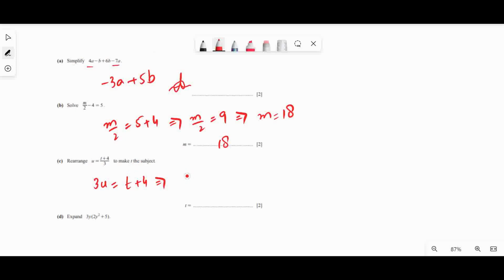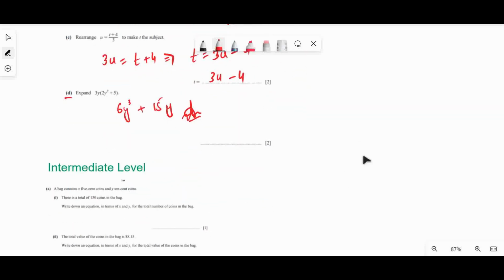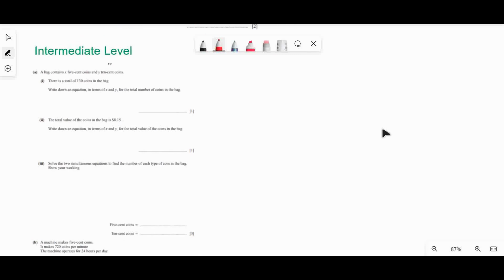this is the instruction. So t will be equal to 3u minus 4. So we can write it over here, 3u minus 4. This will be the final answer. Let's move to part D. Expand this. Expand means we have to multiply it. So this will be 6y cube plus 15y. So this will be the final answer. Now let's move to the next question, the intermediate level question.